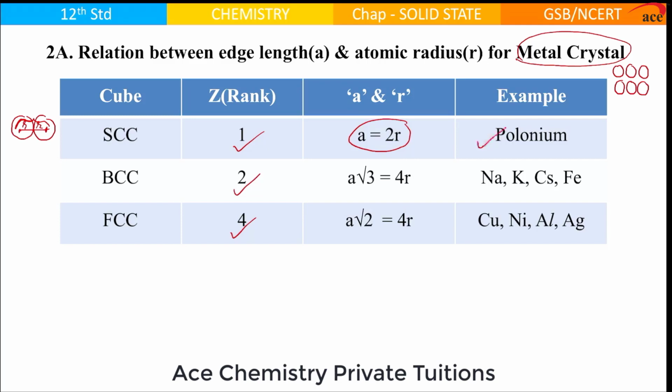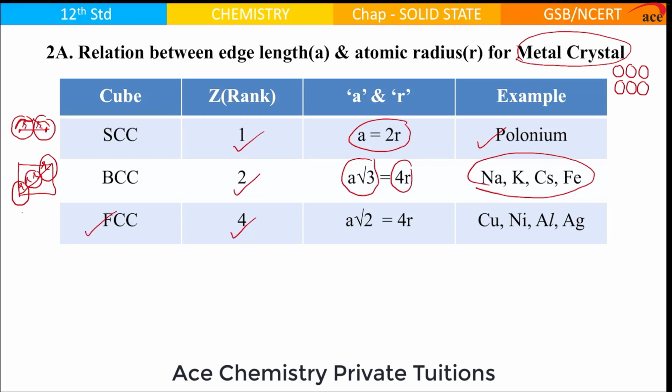For SCC, there is only one example as a metallic crystal, polonium. If you remember BCC, there is a sphere at the body center and spheres at the corners as well. That means R, R, R and R. 4R will be equal to the body diagonal. Body diagonal is a root 3. Who are BCC? BCC are soft metals.